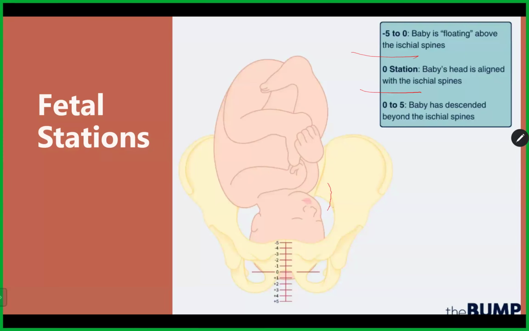Above the ischial spine, at the level of the ischial spine, and then below the level. So that's graded from -5 to +5. These are the stations. This is just for our understanding. There are no interventions which we're going to give for this fetal station. Just for your understanding.